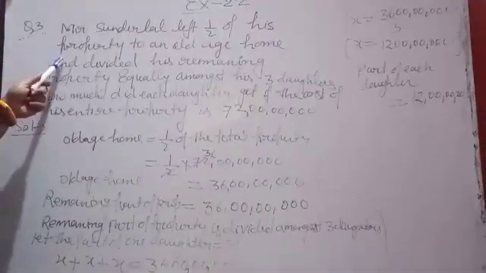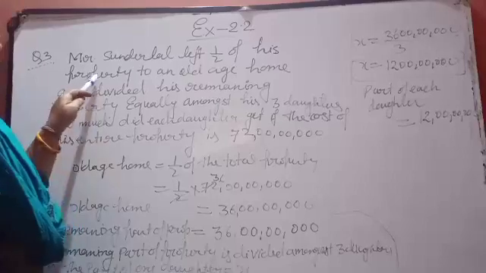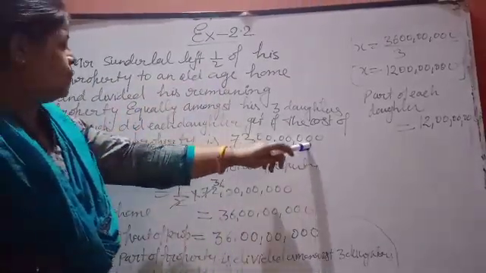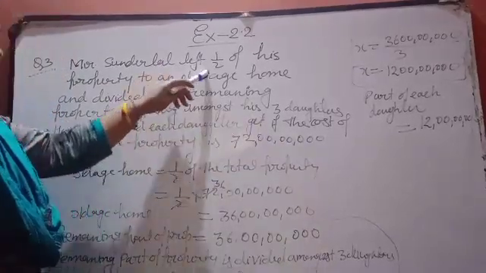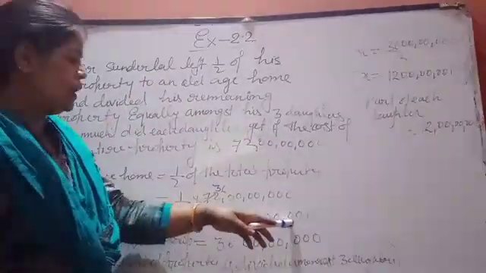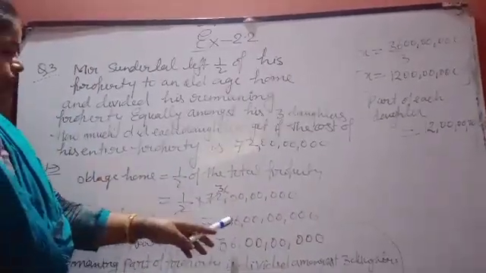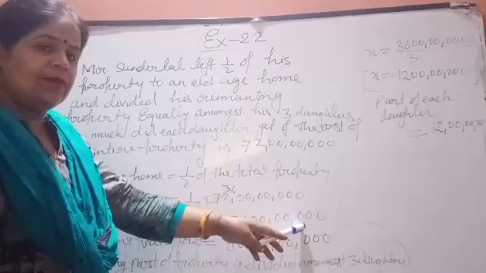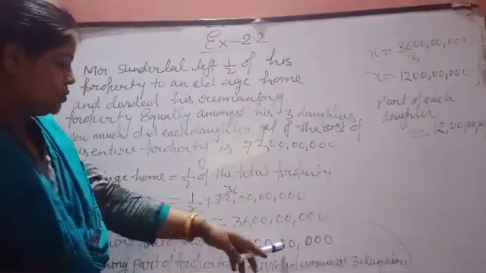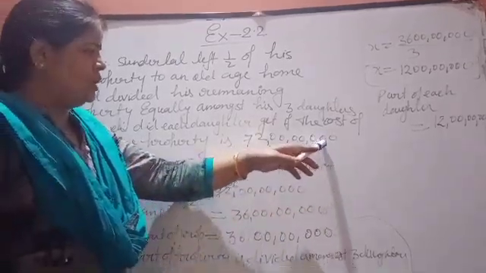Now see that again one more time, I am explaining this question. Mr. Sundarlal left 1/2 of his property to an old age home, and the amount of his property was 72 crore. So half of this, how much will it be? Obviously half of 72 will be 36 crore, which he has given to the old age home. The same amount of property will be left with him. The remaining property will also be 36 crore, because if you add them again, the value will become equal to 72 crore.